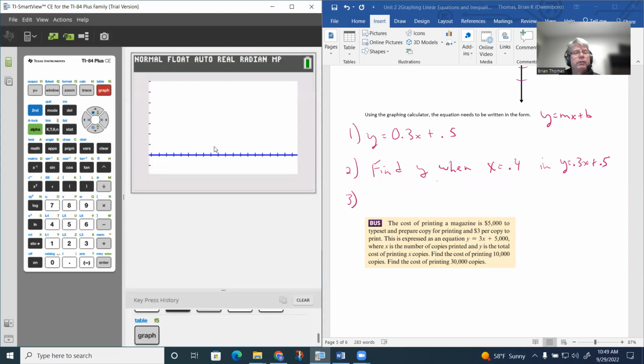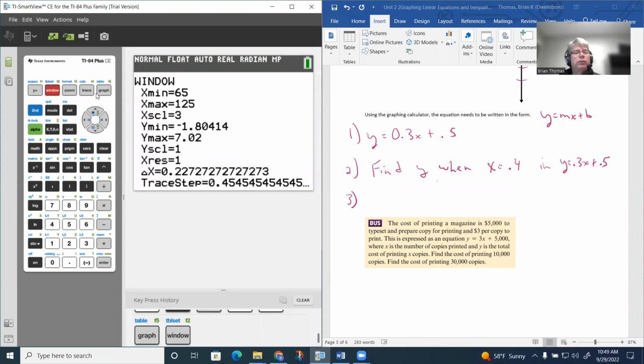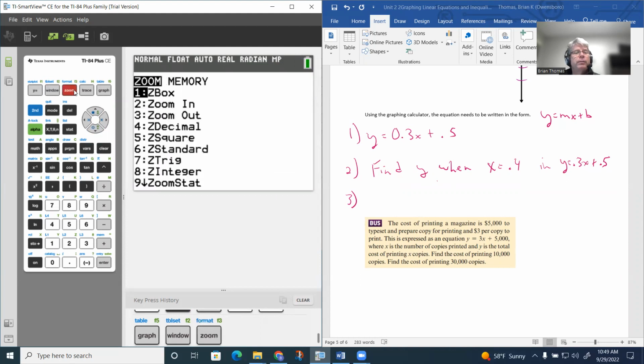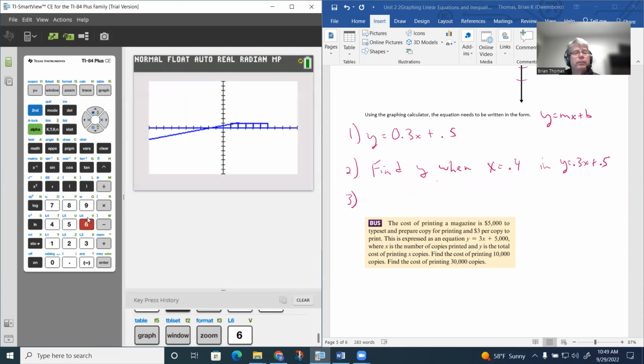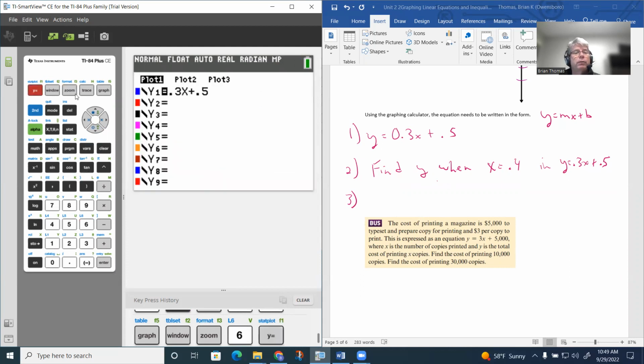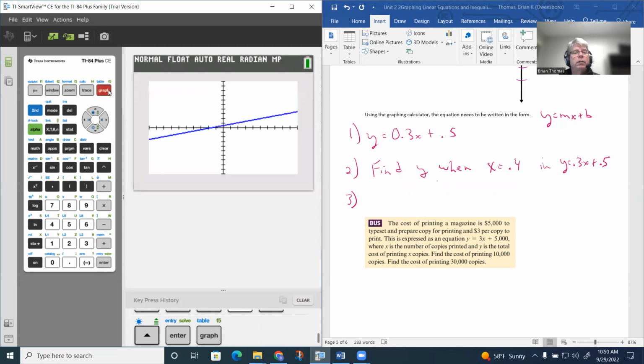And I don't see much graph. Well, my window must be messed up, so let's hit the window button. Let's just change this back to a standard window, number 6. And what else we got on here? Y equals, oh, I got this plot stuff on here too, so let's turn that off. All right, let's hit the graph again. That looks a little bit better. So sometimes things get messed up.